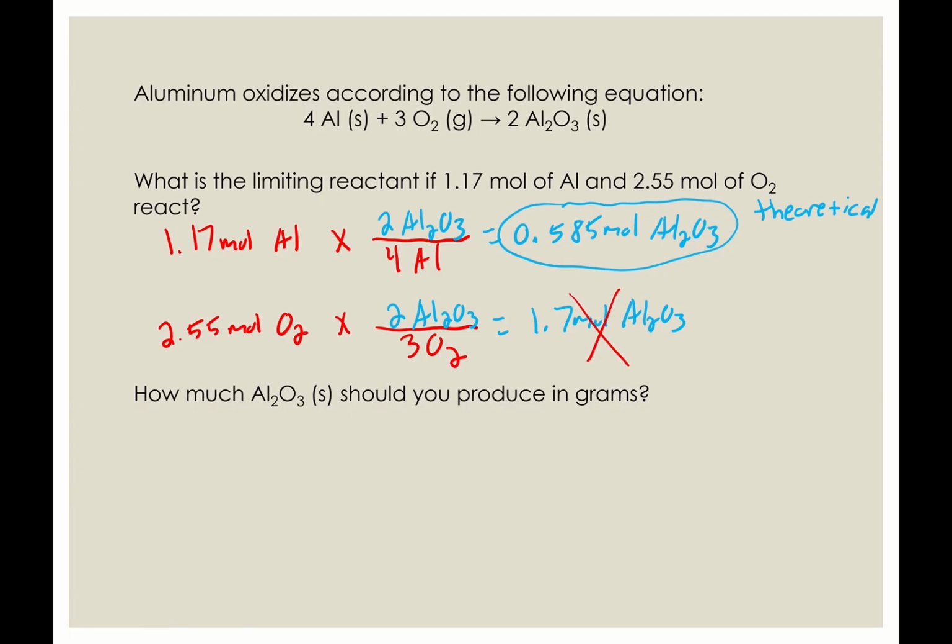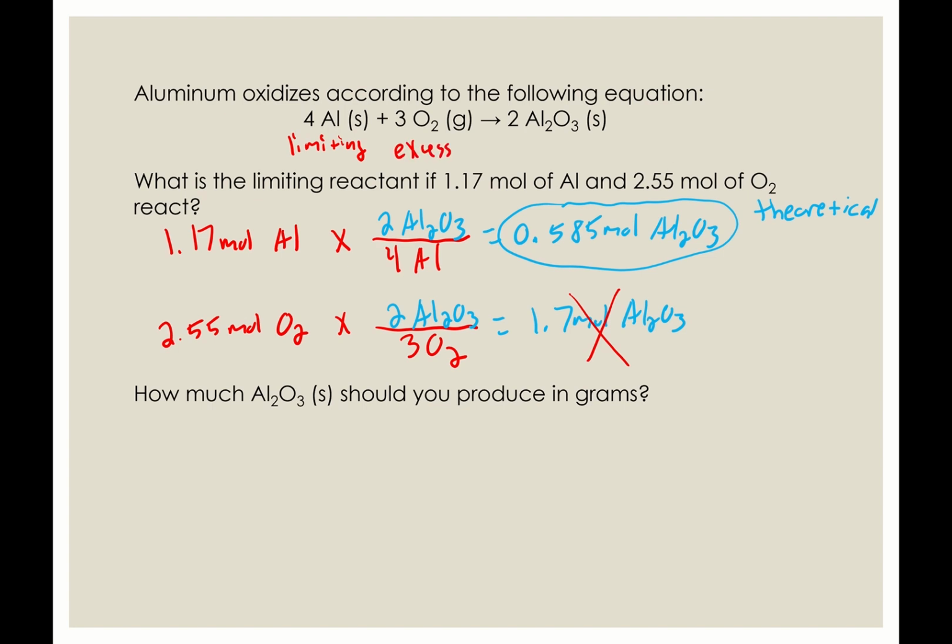Once we hit 0.585 moles of aluminum oxide, there is no more of one of the reactants, and so that's our limit for what we can produce. The 1.7 moles actually never forms. So the aluminum ends up being our limiting reactant, because this makes us the smaller quantity of product. And once we hit that product quantity, the reaction comes to completion.